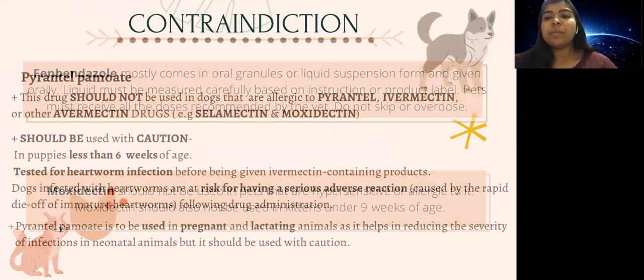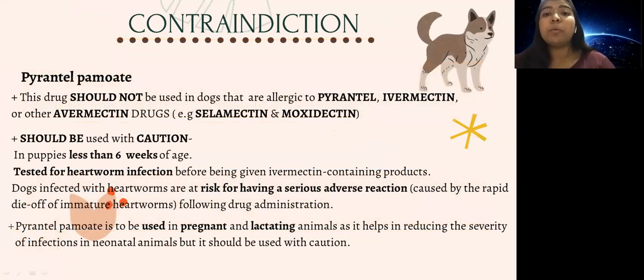Next, moving on, we'll see the third drug, which is pyrantel pamoate. Okay, this drug should not be used in dogs that are allergic to pyrantel, ivermectin, or other ivermectin drugs, for example, selamectin and moxidectin. It should also be used with caution in puppies that are less than 6 weeks of age. Dogs or cats that are using this pyrantel pamoate must be tested for heartworm infection. Dogs that are infected with heartworms are at risk of having a serious adverse reaction following the drug administration. This adverse reaction is usually caused by the rapid die-off of immature heartworms. Pyrantel pamoate is used in pregnant and lactating animals as it helps in reducing severity of infection in neonatal animals, but this drug should be used with caution.